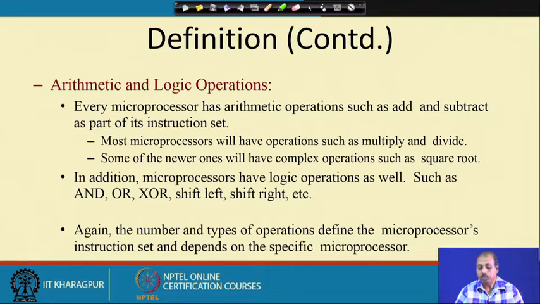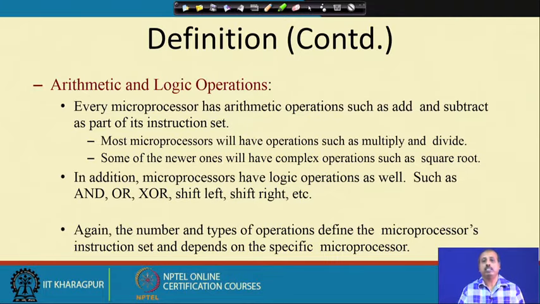Then, looking into the arithmetic and logic operations: every microprocessor has arithmetic operations such as add and subtract as part of its instruction set, because these are the basic operations. If addition and subtraction are not supported, then you cannot do any meaningful computation. That is why all microprocessors have add and subtract in their instruction sets, and most will have operations like multiply and divide. Of course, the 8085 does not have multiply and divide instructions, but there are processors that do.